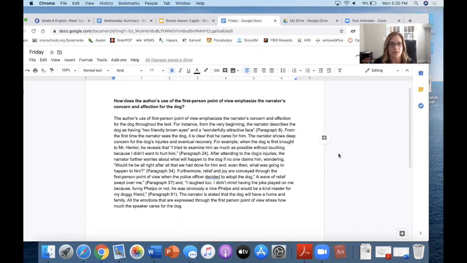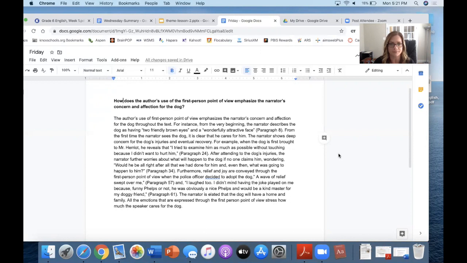From the first time the narrator sees the dog, it is clear that he cares for him. The narrator shows deep concern for the dog's injuries and eventual recovery. For example, when the dog is first brought to Mr. Harriet, he reveals that "I tried to examine him as much as possible without touching because I didn't want to hurt him," paragraph 24. After attending to the dog's injuries, the narrator further worries about what will happen to the dog if no one claims him, wondering, "Would he be all right after all that we had done for him? And even then, what was going to happen to him?"